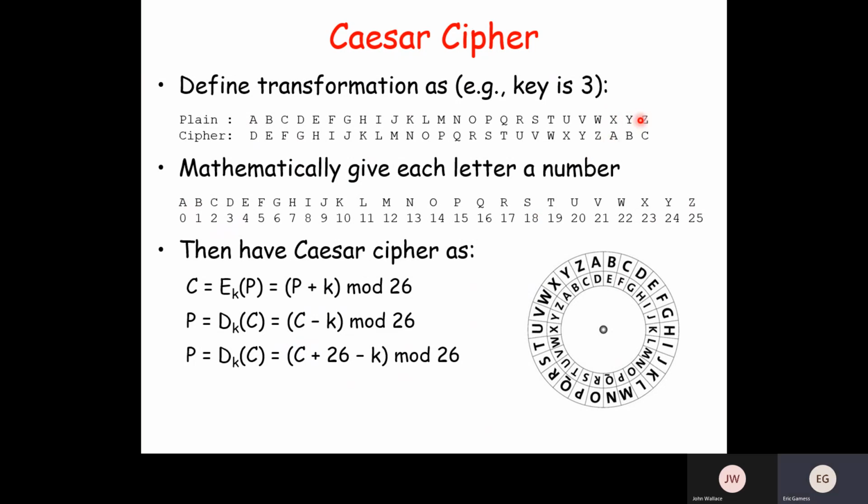Okay? Let's try the Z. What is the value of Z? 25. So the plain text is 25. 25 plus the key, which is 3. 25 plus 3 is 28. 28 modulo 26 is 2. And 2 is a C. So a Z will become a C. You see? So this is the formula to encrypt.